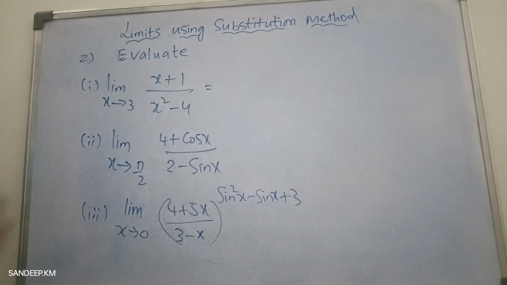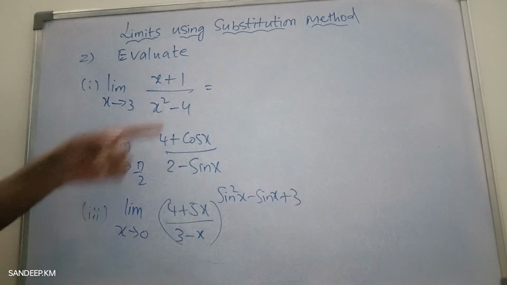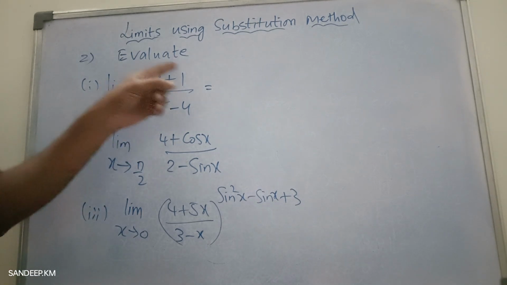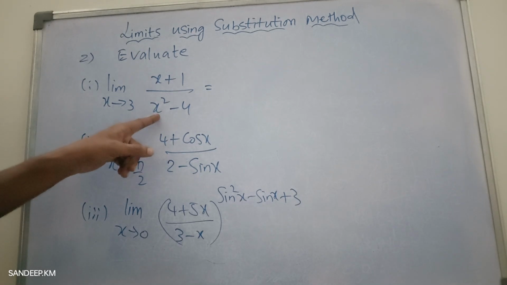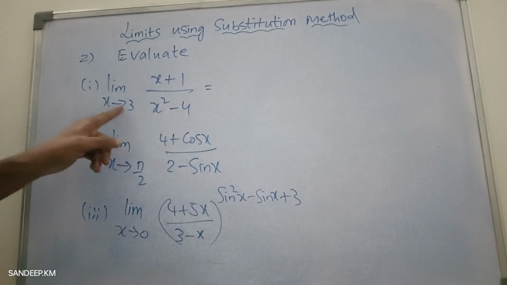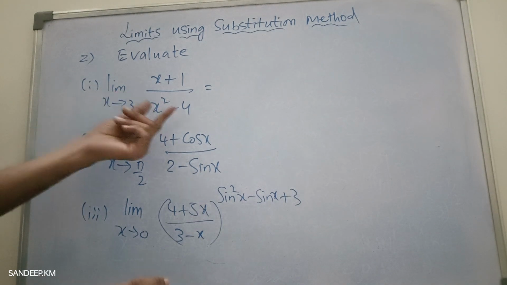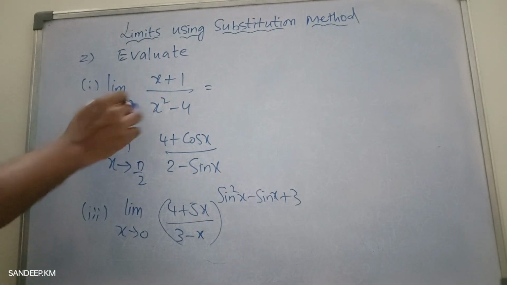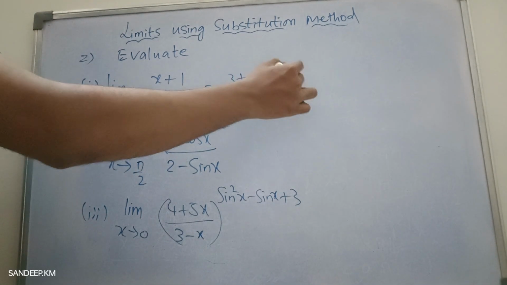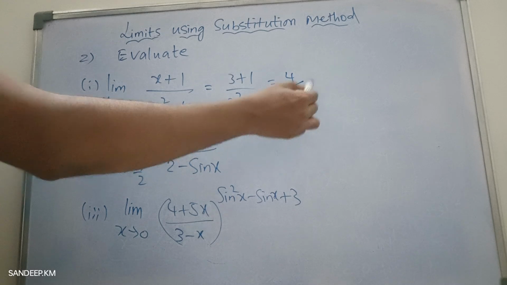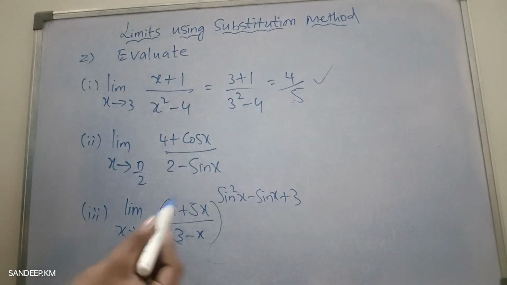Okay, dear students, let us evaluate these limits. First of all, we will check whether the substitution method will work or not. Rational functions are continuous in their domain. The domain is all real numbers except plus 2 and minus 2, and you are not approaching plus 2 or minus 2. You are approaching 3 only, and 3 is in the domain of this rational function. Substitute x as 3 directly: 3 plus 1 by 3 square minus 4. So the answer is 4 divided by 5, a finite real number. So this is the correct answer: 4 by 5.